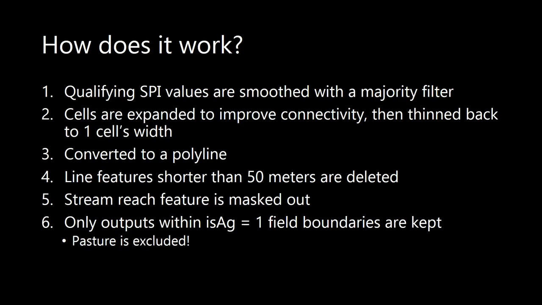Those remaining quote-unquote lines are then going to be converted to a polyline feature. Line features shorter than 50 meters are going to be deleted, and this is just for practical purposes. And then a stream reach feature is going to be masked out, and that's just to make sure that we don't have a very long grass waterway being sighted all the way through the channel. Finally, only outputs within isag equals 1 field boundaries are kept. That's right, for this tool, pasture is excluded.